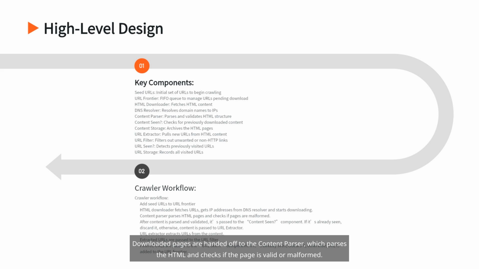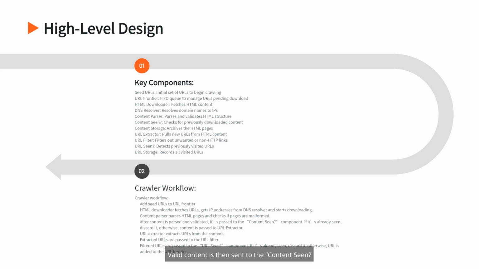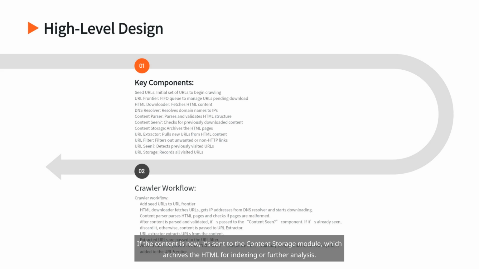Downloaded pages are handed off to the content parser, which parses the HTML and checks if the page is valid or malformed. Valid content is then sent to the content seen module, which checks whether this content has already been downloaded. If the content is already known, it's discarded to avoid duplication. If the content is new, it's sent to the content storage module, which archives the HTML for indexing or further analysis.